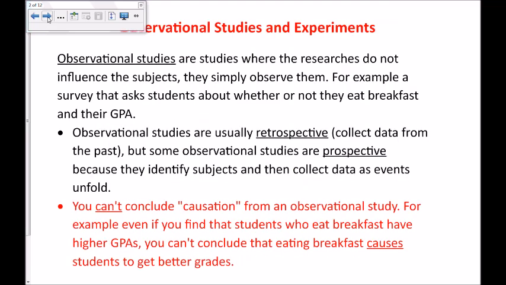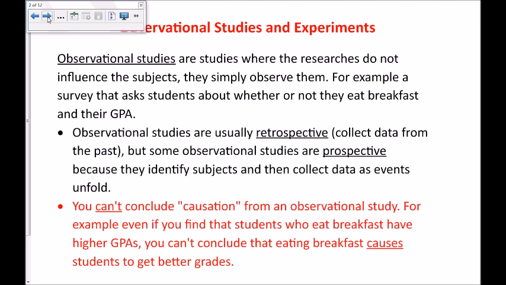First, an observational study. Observational studies are studies where the researchers do not influence the subjects. They simply observe them. Okay? So one example is a survey that asks students whether or not they eat breakfast on a regular basis and their GPA. And they're looking to see if there's some kind of an association between whether or not students normally eat breakfast and their GPA.